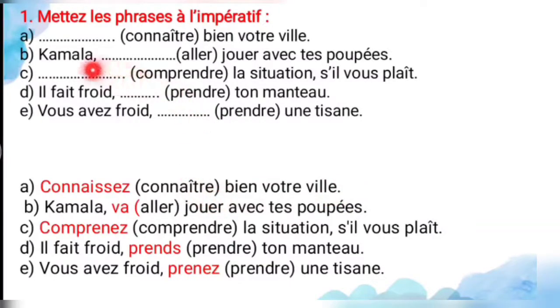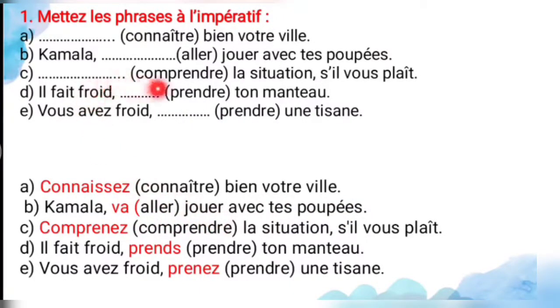And second, Kamala, aller jouer avec tes poupées. Here the verb is what? Aller. Aller means what? To go. So here you can use the tu subject only. What is the conjugation for aller for the tu subject? Vas. So aller ends with what? An er verb. So for the er verb you have to remove the s. So the answer is what? Kamala, va jouer avec tes poupées. So Kamala, go and play with your dolls.